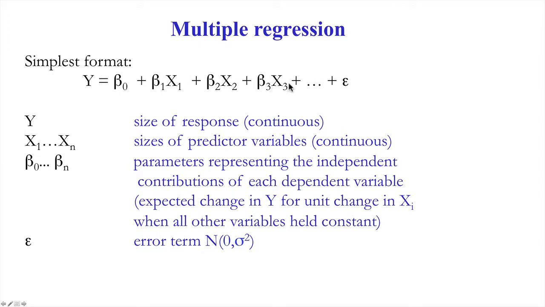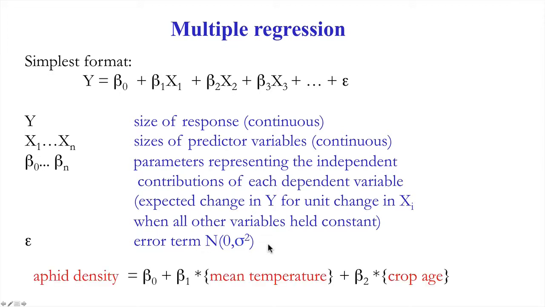And being a general linear model, we are assuming that the model isn't perfect and there is variability around that fitted model, which we assume to be normally distributed variability with a fixed variance, hence N(0, sigma squared). One example might be aphid density and its relationship to the temperature in an area and also the crop age on which the aphids have settled.